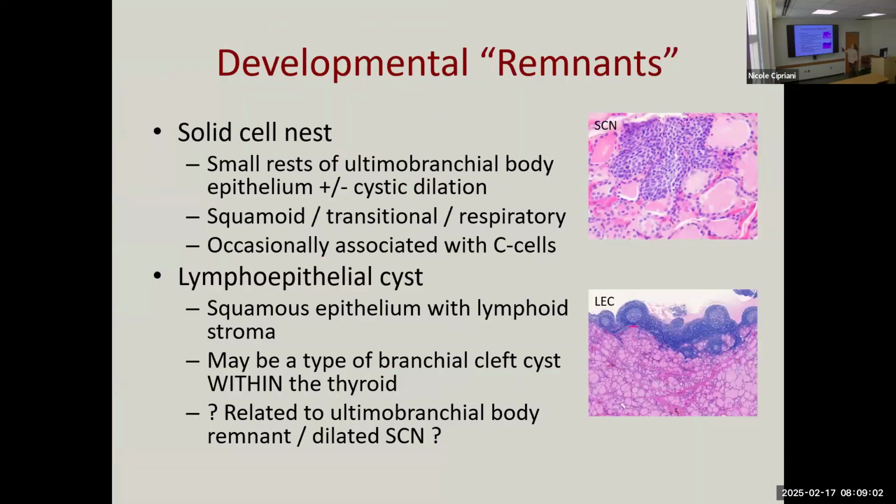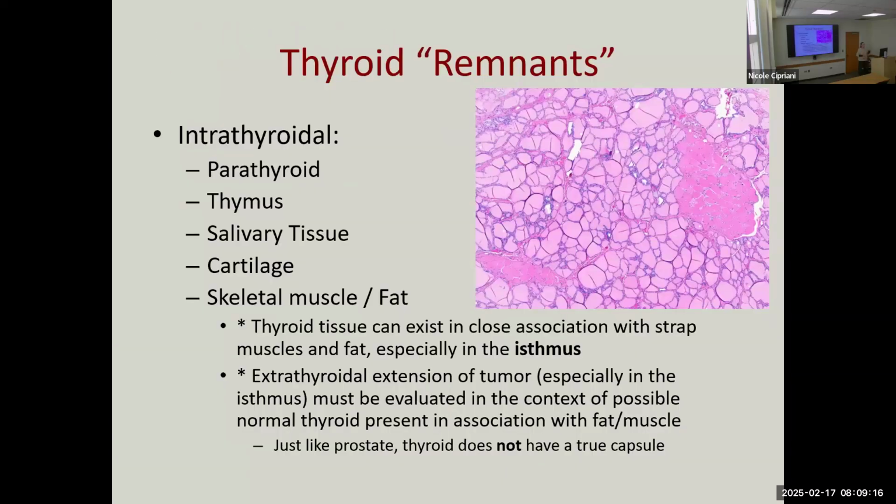You can sometimes get actual lymphoepithelial cysts, meaning squamoid epithelium and lymphoid stroma, which is also probably one of the branchial cleft type remnants that can exist in the thyroid gland itself. Other developmental remnants that you can see in the thyroid gland, we've all seen intra or very tightly associated parathyroid tissue. You can see thymic tissue in and around the thyroid, right? My criteria for passing your first month rotation, as many of you know, is can you identify thymus, right? Because we see it all the time. You can see ectopic salivary tissue, even ectopic cartilage in the thyroid gland just because of development.